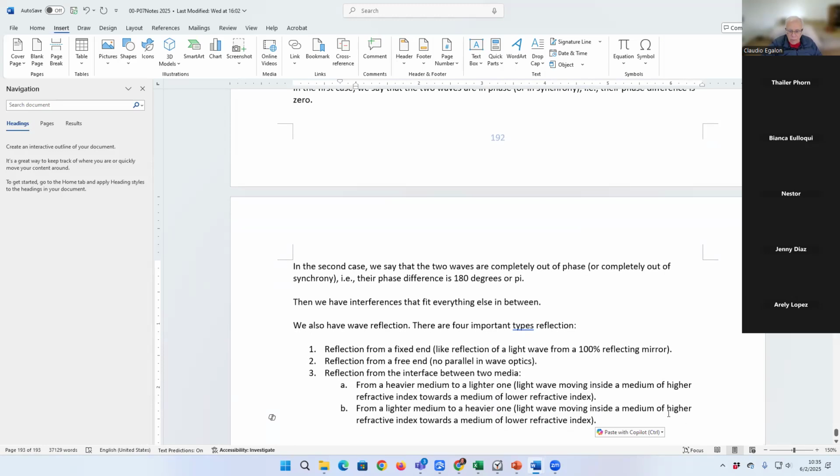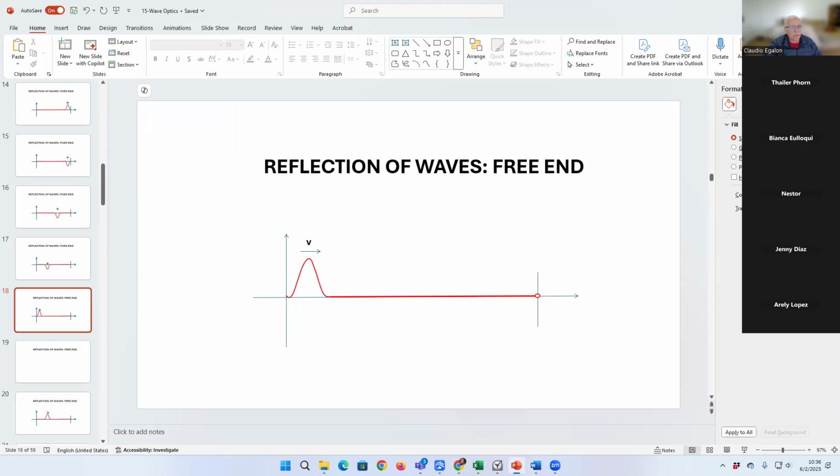Light moving inside a medium of lower refractive index. See, that's what lower and higher refractive index is all about. Let's see what happens when we have this type of circumstances, right?